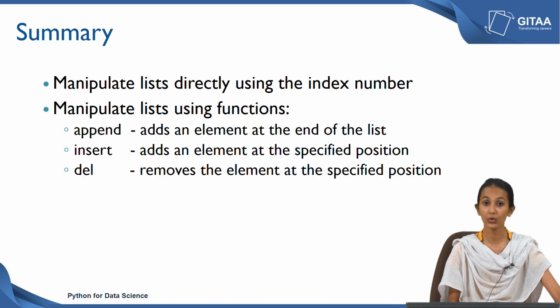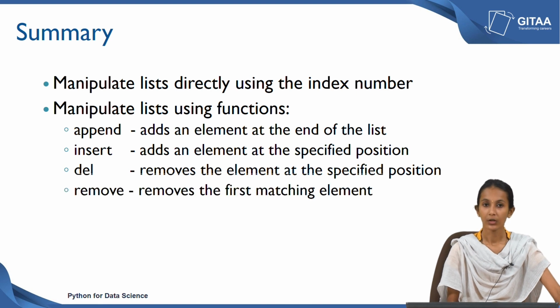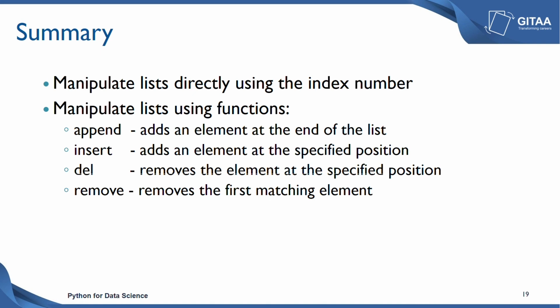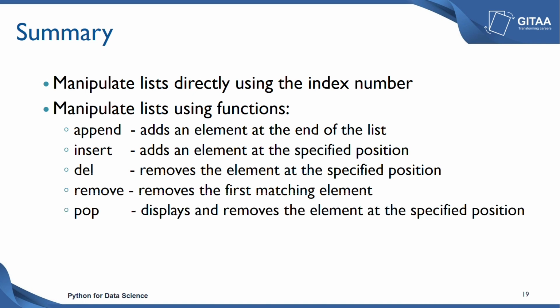Next we saw how to remove elements. There are 3 ways. The first one is del, which removes the element at the specified position. If you give remove, it removes the first matching element from the list. If I give pop, it displays and removes the element at the specified position of the list.